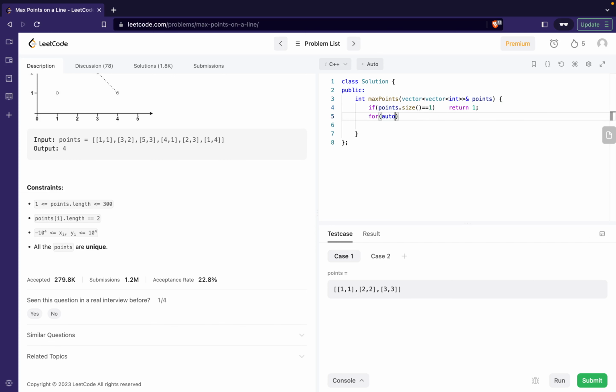Then we'll start iterating over points. Let me call the point in the outer loop point 1, and the point in the inner loop point 2.